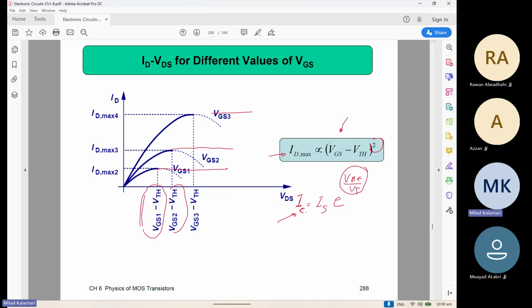The exponential, if you want to expand it as a series, has all of the terms to higher orders. Some VBE to the n, right? And some coefficients for this Taylor series, right? So basically, the collector current is more nonlinear in terms of linearity than the drain current.